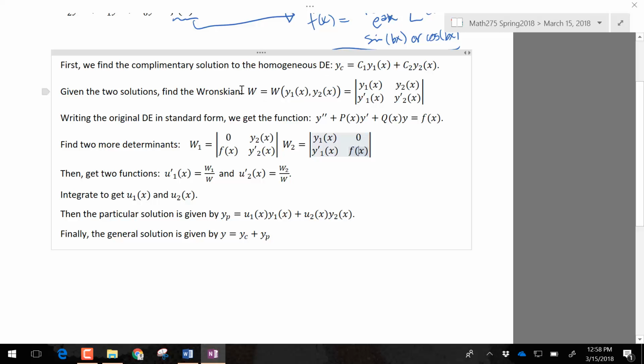And then we're going to create the functions from the Wronskian W and the modified Wronskians W1 and W2. We'll create two new functions, which we'll call u1 prime and u2 prime. And then we're going to integrate those to get the original u1 and u2. And then our particular solution will be given by the u1 function that we just found times y1, the first fundamental solution, plus u2 times y2. And that will be your particular solution. And in the end, we'll add it to the first set of solutions that we found. Okay? That's the plan, that's the idea.